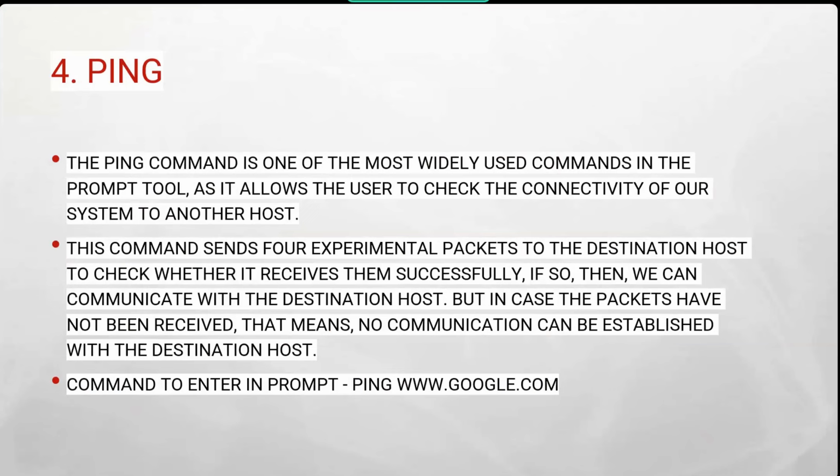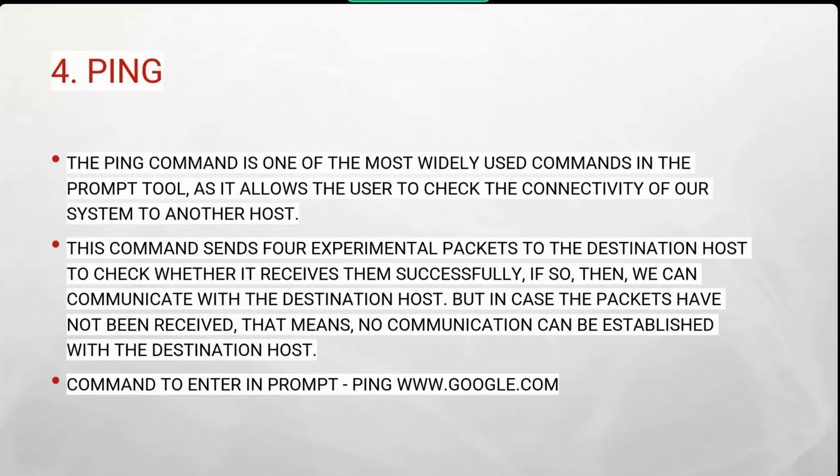The command sends 4 experimental packets to the destination host to check whether it receives them successfully. If so, then we can communicate with the destination host. But in case the packets have not been received, that means no communication can be established with the destination host. So you can just type in the ping command followed by the host name that you want to connect with. For Windows, it sends 4 packets. For other operating systems, it might be different.